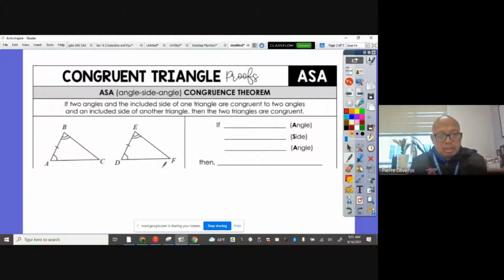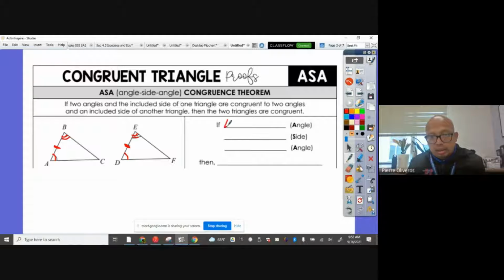So let's look at this figure on the left. I have here triangle ABC and triangle DEF. If I say that angle A is congruent to D, if I say that angle B is congruent to E, and the included side, which is the one between them, are congruent also, then we can say that the two triangles here are congruent using the angle side angle congruency theorem.